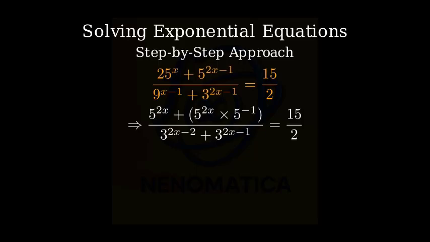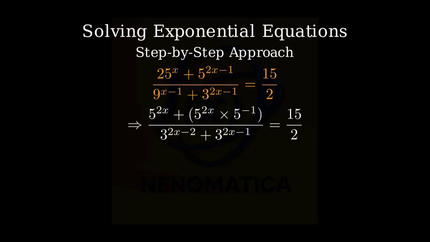And for the second term in the numerator, we'll rewrite 5 to the power of 2x minus 1 as 5 to the 2x times 5 to the negative 1. In the denominator, we know that 9 equals 3 squared, so 9 to the power of x minus 1 equals 3 to the power of 2x minus 2, and we'll keep the second term as is for now.